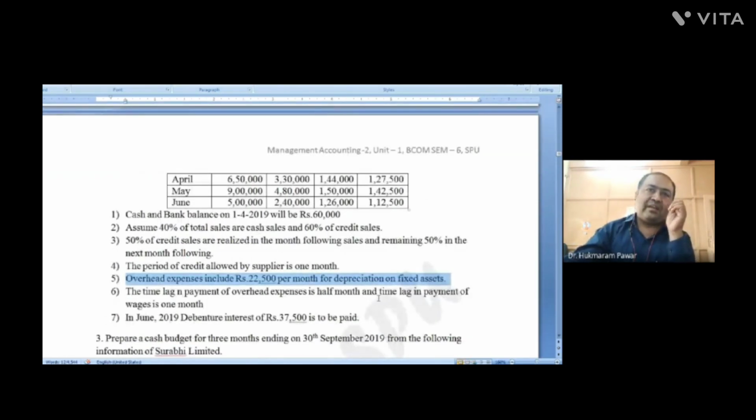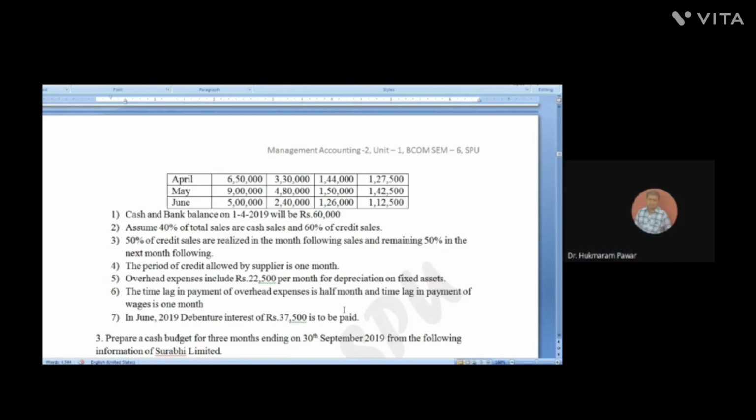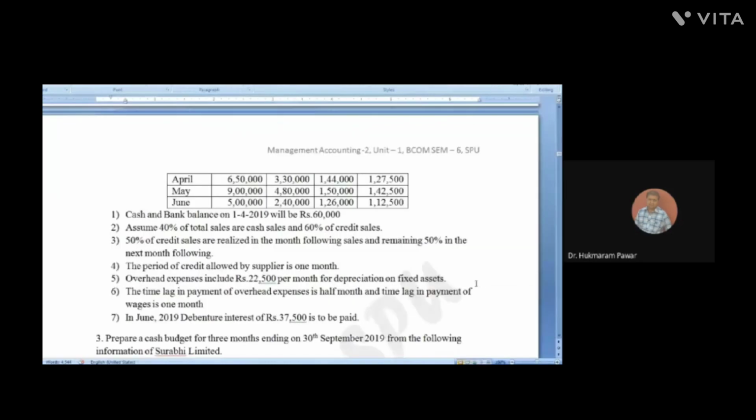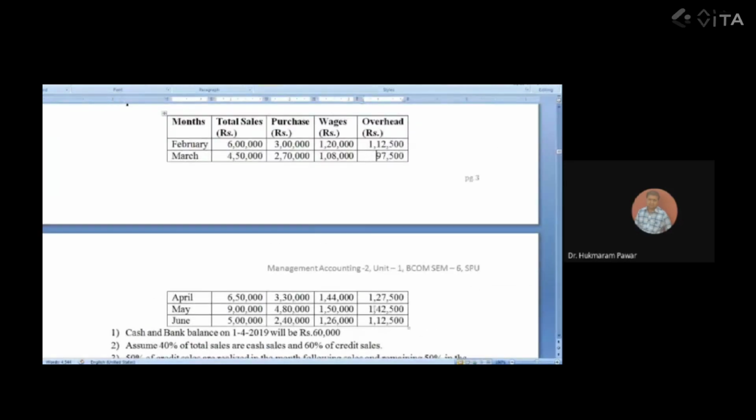We have to remove it. And then the time lag in payment of overhead is given as half month. Half month means current month plus previous month divided by 2. With half monthly credit it becomes very easy. In the bracket I write it down: current month plus previous month divided by 2. So what is the first amount? March plus April divided by 2.